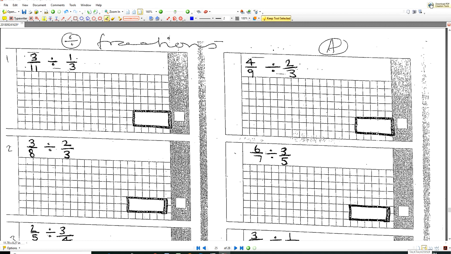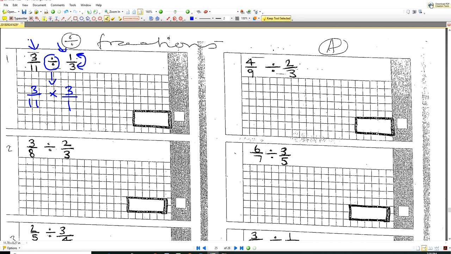Imran Iqbal. Now, when we divide fractions, these are called proper fractions. When we divide fractions, we don't actually do division. The division gets changed quite quickly into multiplying, and the second fraction gets turned upside down. So 3 over 11 stays as 3 over 11, and the 1/3 becomes 3 over 1.